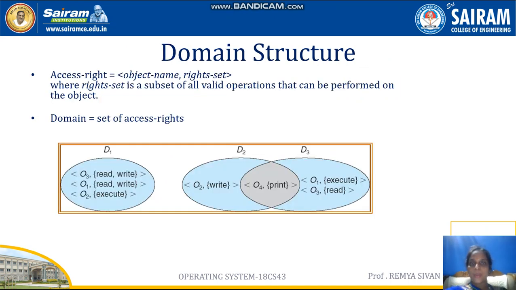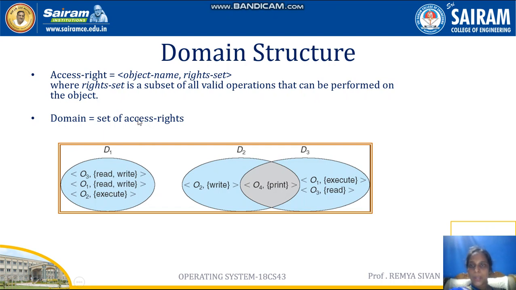And the next topic is domain structure. First of all, what is an access right? An access right is a subset of all valid operations that can be performed on an object. See here, object O3. This is the access right. So on object O3 you can perform read and write operations. On object O2 you can do only execute. So this is an access right.